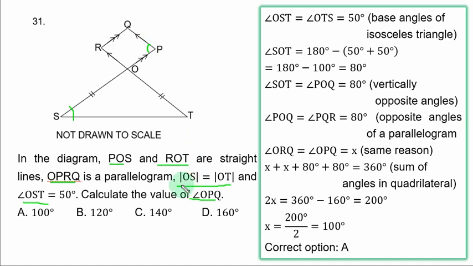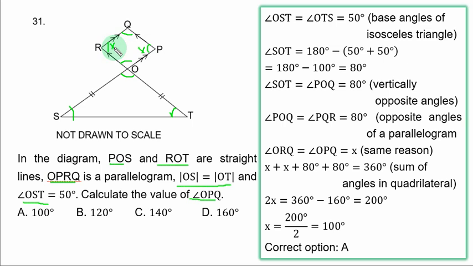Now, because OS is equal to OT, it means triangle SOT is an isosceles triangle. By that reason, the base angles are equal. So if here is 50, here is 50, this angle is 80 degrees. Here also is 80 degrees, vertically opposite angles. And here is also 80, that is opposite angles of a parallelogram. Now these two angles are also equal. So let's say here is S, this angle is S, and this angle is S.